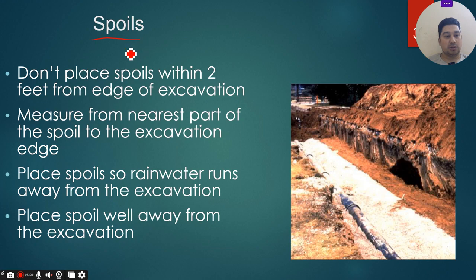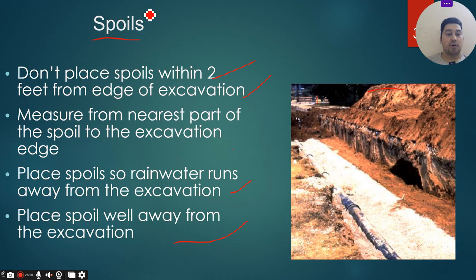Then we have the spoils. Don't place spoils within 2 feet from the edge of the excavation. Okay, you can see here, these spoils will increase the load on these walls easily, and this wall will cave in. Measure from the nearest part of the spoil to the excavation edge. Place the spoil so rainwater runs away from the excavation. Another thing also, during rain, this spoil will again come inside the excavation, and it will increase your work. Place the spoil well away from the excavation.